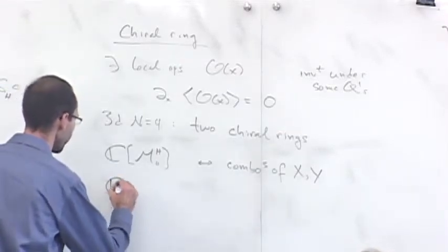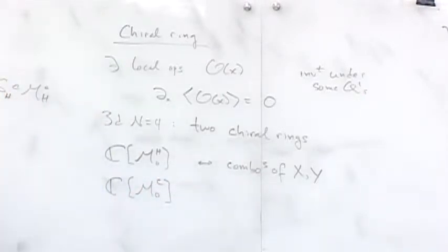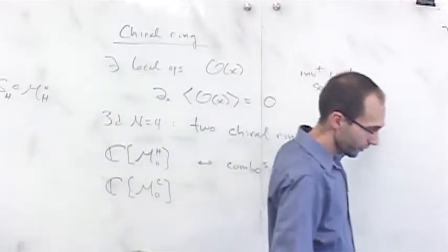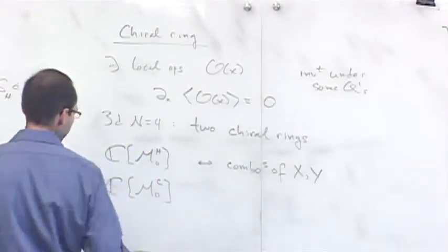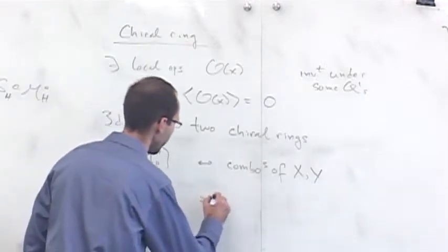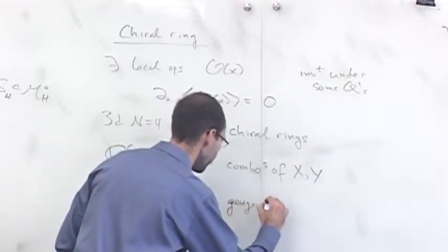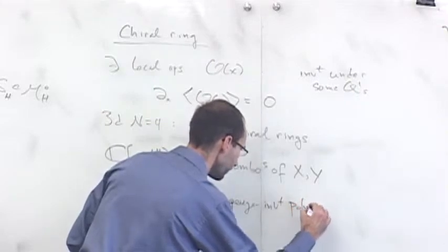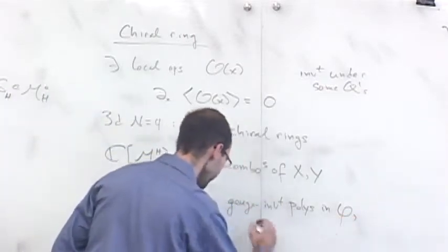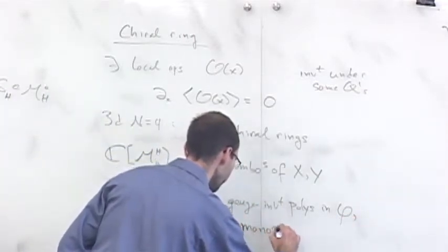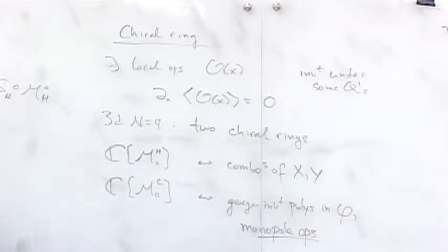There's also a Coulomb branch chiral ring. The difference between them is the supersymmetries that preserve the respective operators. So the Coulomb branch chiral ring includes gauge invariant polynomials in phi, as well as what are called monopole operators. And so these are the disorder operators that I mentioned a few minutes ago.